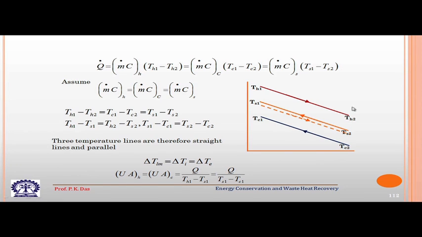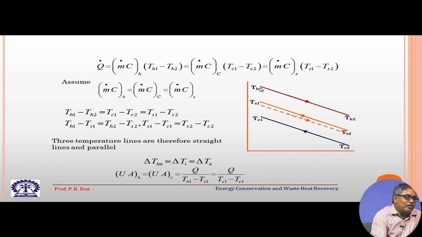So, if our goal is to calculate the heat transfer rate, then you see the hot side inlet temperature is known, and the cold side inlet temperature is known. Let us assume the hot side outlet temperature to be TH2, and the cold side outlet temperature to be TC1.